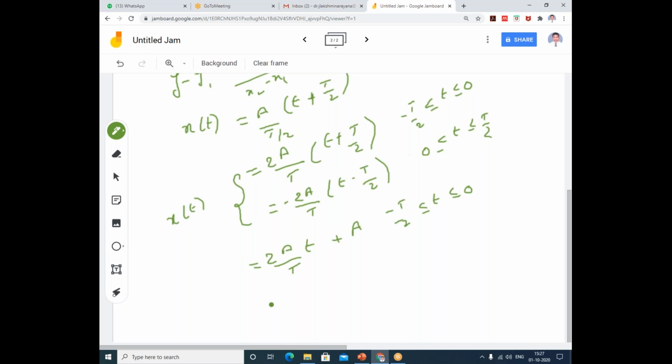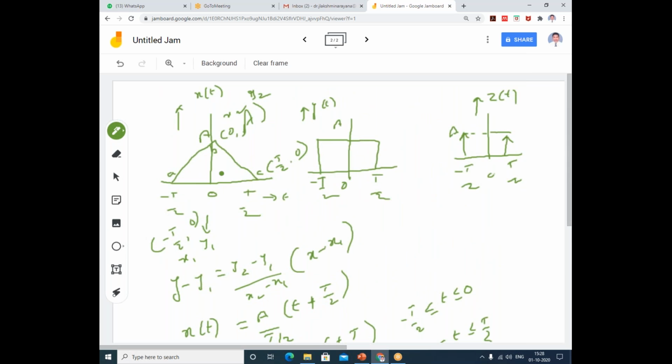And another equation is minus 2a t by capital T. Now this minus and this minus becomes plus, and 2 gets cancelled and T and T get cancelled. So you will get plus A. This is the relation for 0 less than t less than capital T by 2. Now, please try to understand. This is the equation for x of t for a triangular waveform.